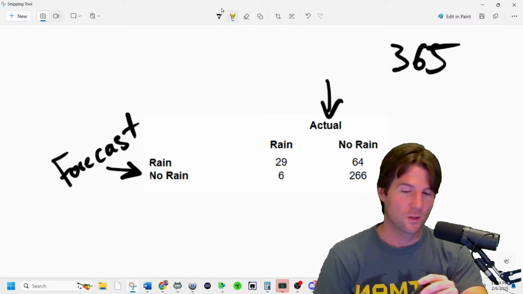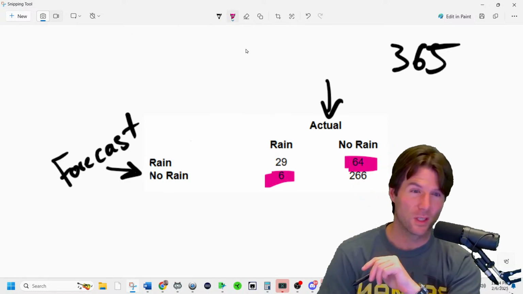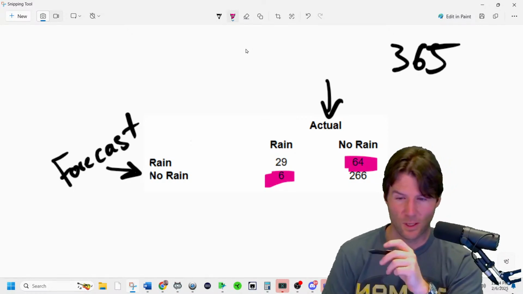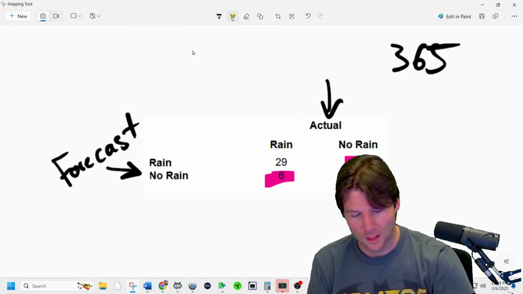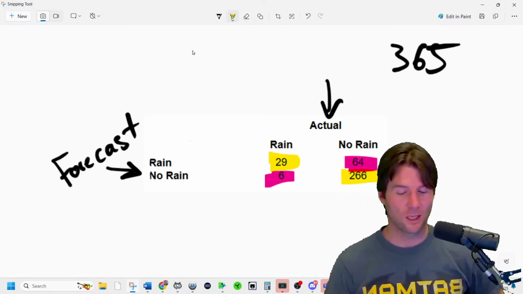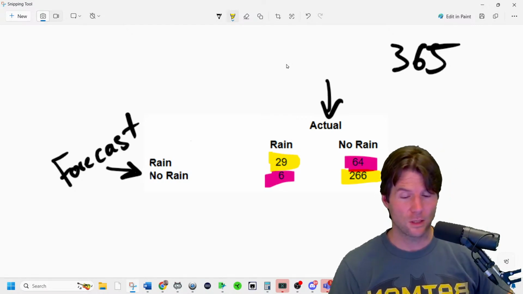So with this, these are days where the forecast was incorrect. On the other one, the 6 days, it actually rained, but they said it wouldn't rain. The forecast was no rain. These are days where the forecast was correct. Because they said it would rain on 29 days, and it actually did rain. The forecast was rain, and it actually did rain. The other 266 days, they said it would not rain, and it actually did not rain.